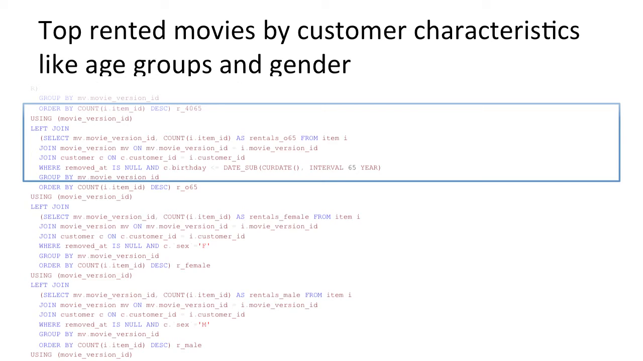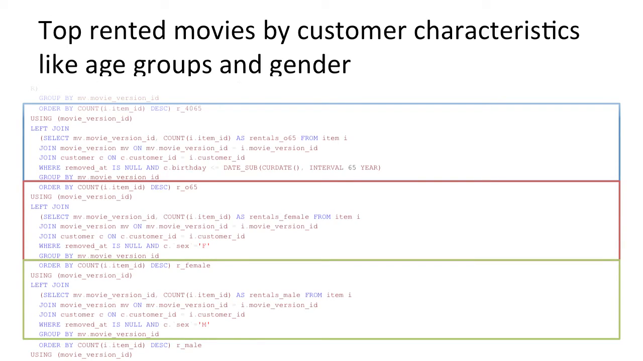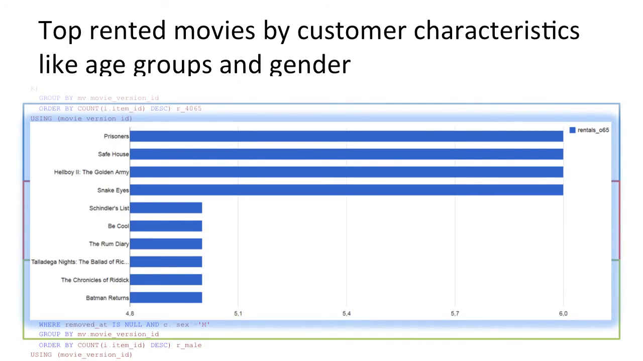Next to the age characterization, it would be interesting to see the difference between the top movies rented by women or men. Therefore, our fifth subquery selects all female customers, whereas our last subquery collects only male customers. We display our results via bar charts to get a fast overview of the top movies. As we have 6 customer groups, we need 6 charts, one for each customer group, to display our results.